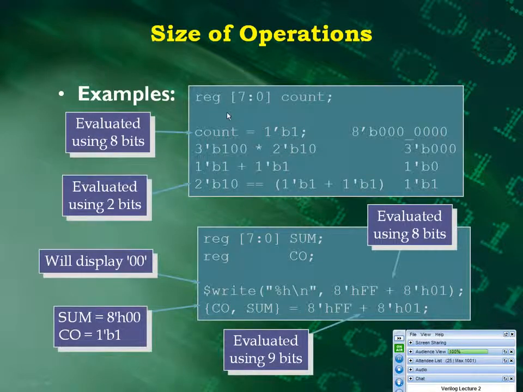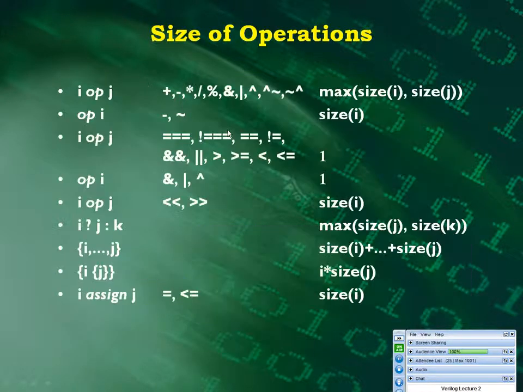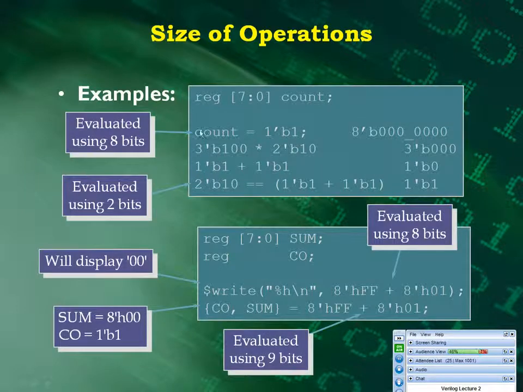So now let's take a look at some examples. Here I've declared count to be an 8-bit wide register. And in this statement, I said count equals 1 tick B1. Okay, so what's the size of this? It's 1. What's the size of count? It's 8. What does our rule say? Do I have it listed here? Where is it? Anyway, this is evaluated with the max.